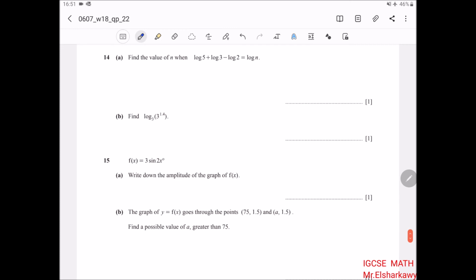Question 14, find the value of n when log 5 plus log 3 minus log 2 is equal to log n. So all the logs here have the same base. This is equivalent to log 5, when there is an addition, we multiply, so this is times 3, and there is a minus, we divide by 2, so over 2. So this is equivalent to log 15 over 2, which is 7.5. We were told that this is equal to log n, so n is equal to 7.5.